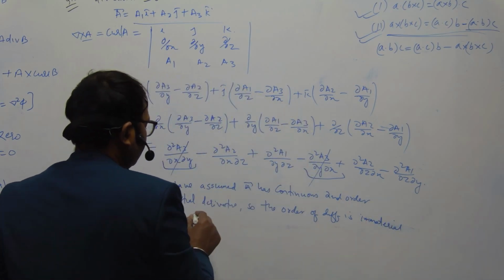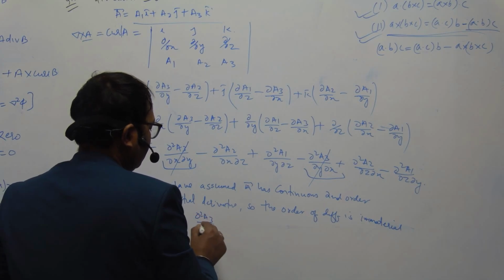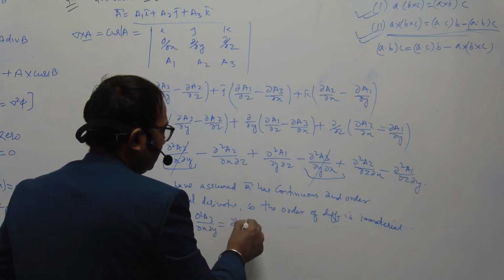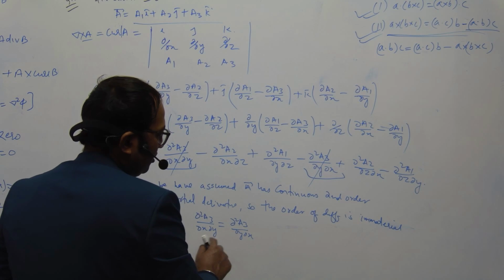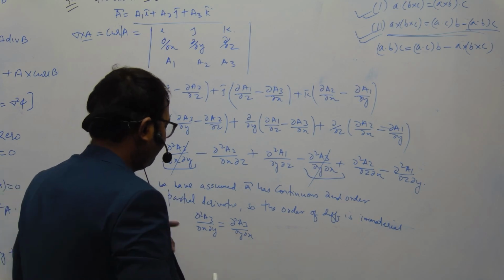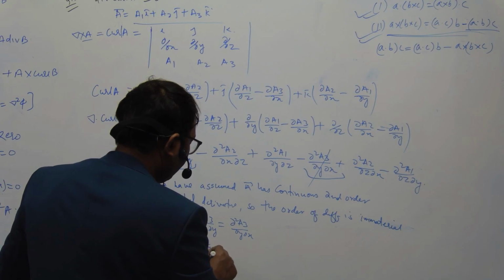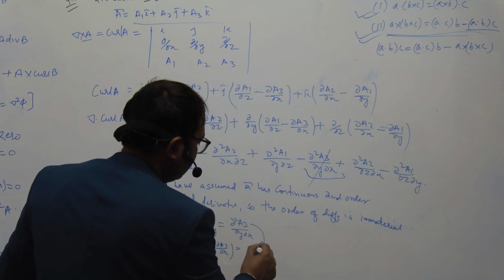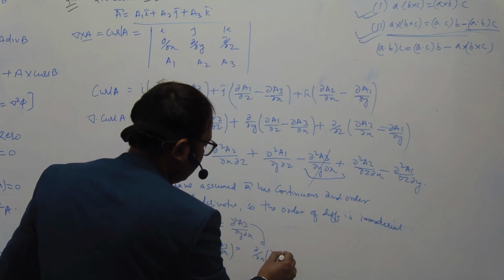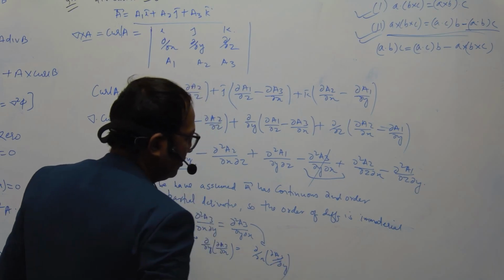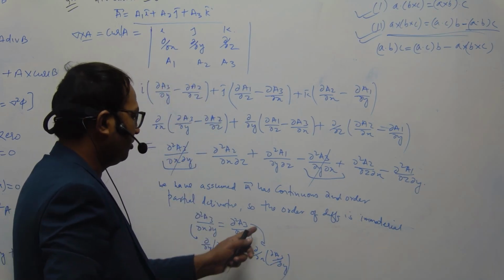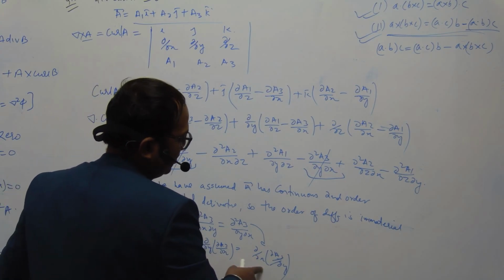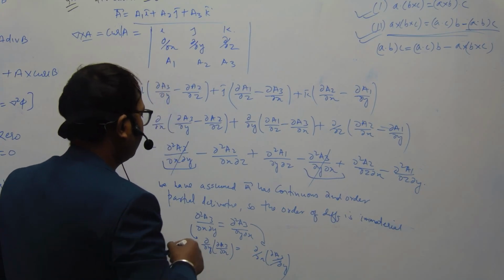Del 2 A3 upon del x del y: if we write this as del y del x, then this is equal to del 2 A3 upon del y del x. So the order of differentiation is immaterial. This is basically del upon del y of del A3 upon del x, and this is basically del upon del x of del A3 upon del y. So these are the same. Whether you differentiate first with respect to y or with respect to x, both will be the same. So this gets cancelled.